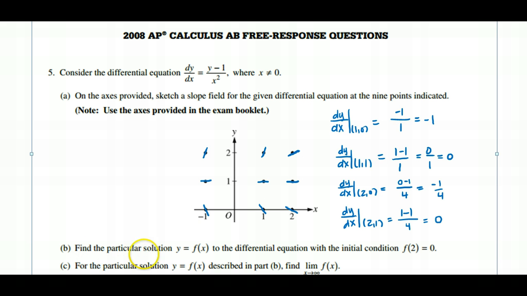Part B, find the particular solution, y equals f of x, to the differential equation with initial condition f of 2 equals 0. So they're asking us to solve a differential equation here. So this differential equation, dy/dx equals (y minus 1) over x squared, when f of 2 equals 0.